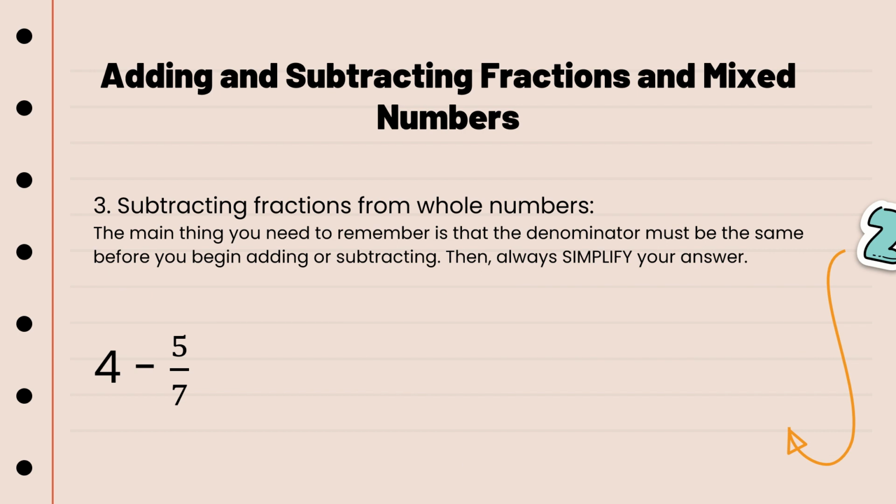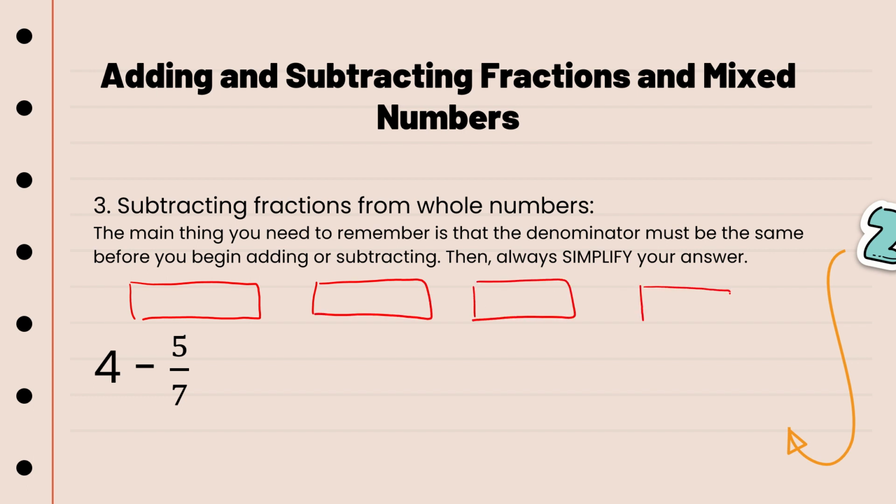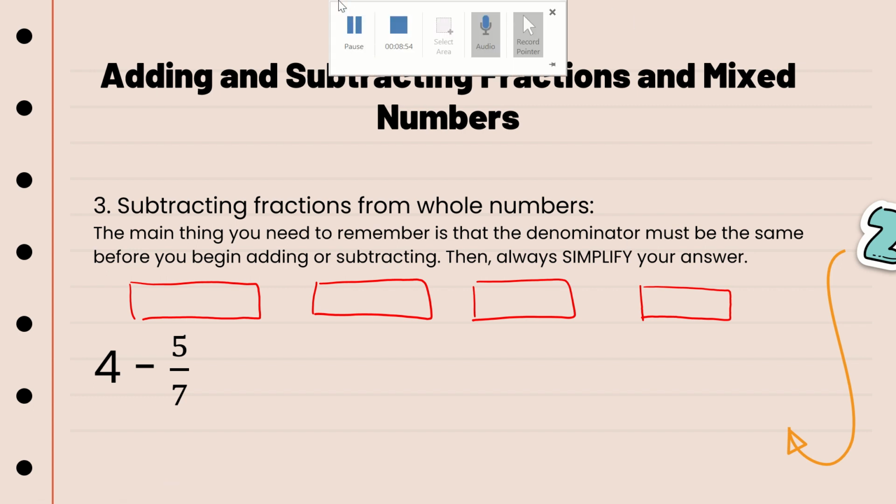Okay, now we're going to subtract fractions from whole numbers. For wholes, you can imagine it like this. We're going to separate them into 7 segments because the denominator of the fraction is 7. I'm going to pause while I do that quickly. Okay, and there I have 4 wholes separated into 7 equal parts.